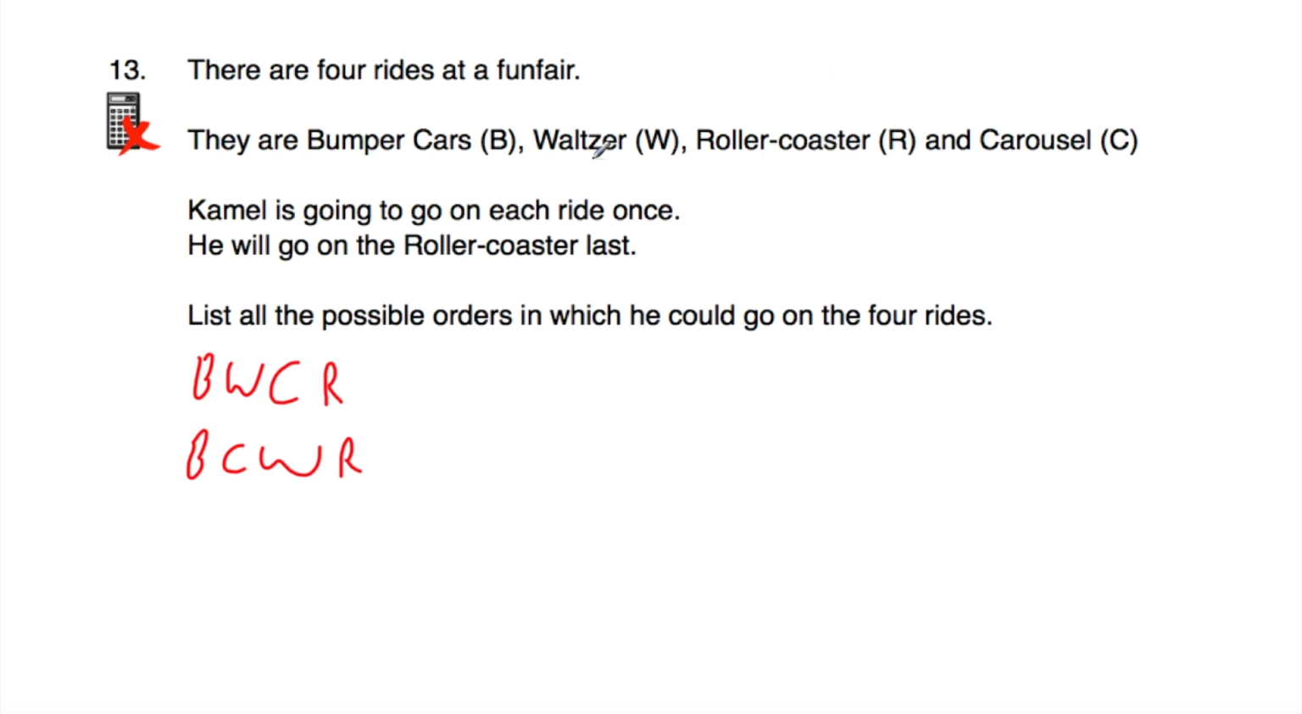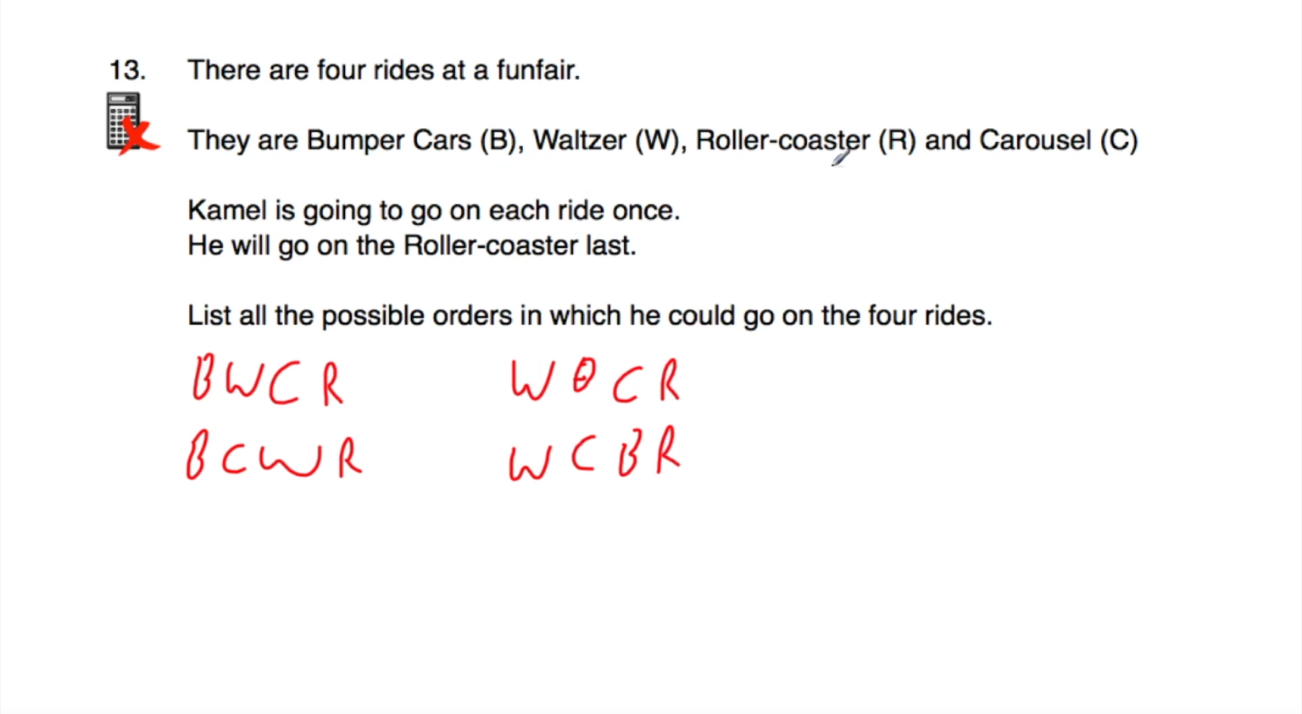Okay, now let's consider if he goes on the waltzer first. If he goes on the waltzer first, he could then do the bumper cars and the carousel, so the bumper cars and then the carousel, and then followed by the roller coaster. Or you could do the bumper cars and the carousel in the other order, so you could go on the waltzer first, and then the carousel, and then the bumper cars, and then the roller coaster. So they're the possible options if he goes on the waltzer first.